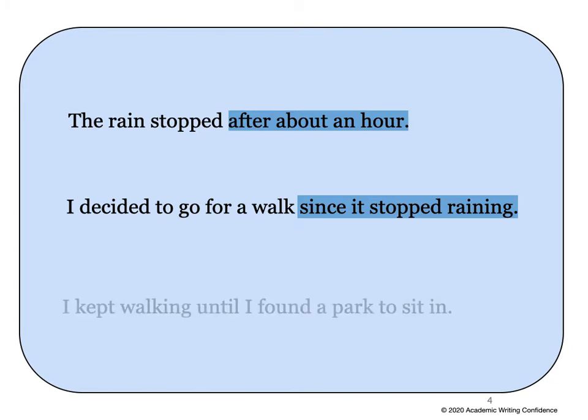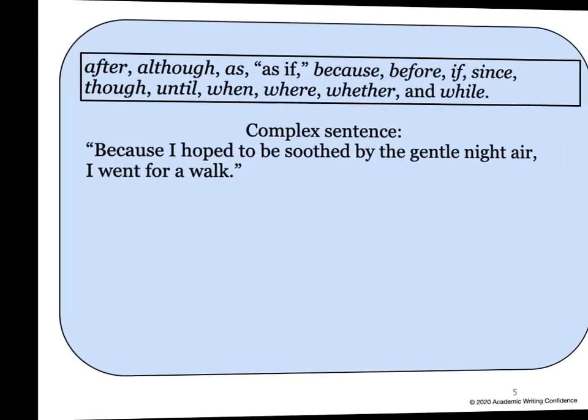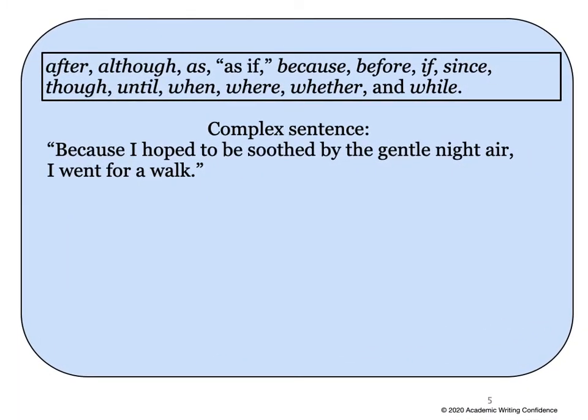Here's one more sentence. I kept walking until I found a park to sit in. In this sentence, the independent clause is I kept walking, and the dependent clause is the phrase until I found a park to sit in. Now, there are many words that can be used to create a complex sentence. All of the words in the box can be used in this way.